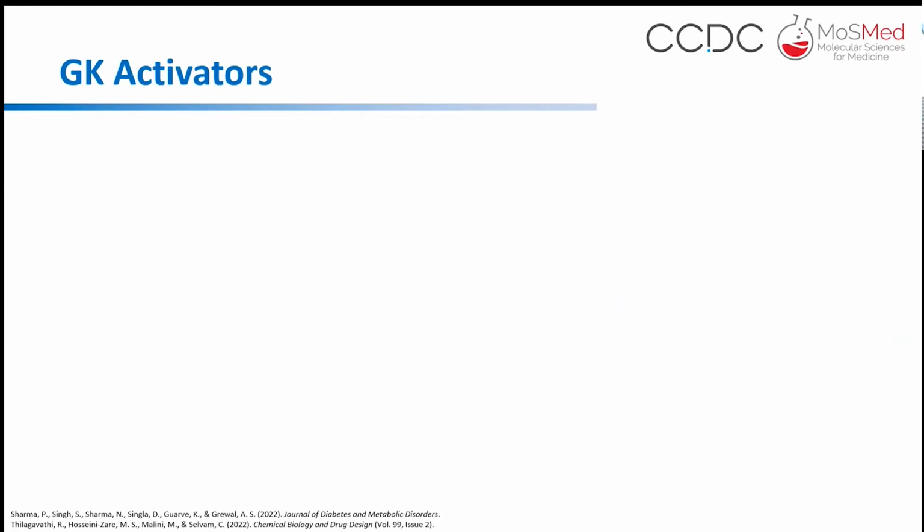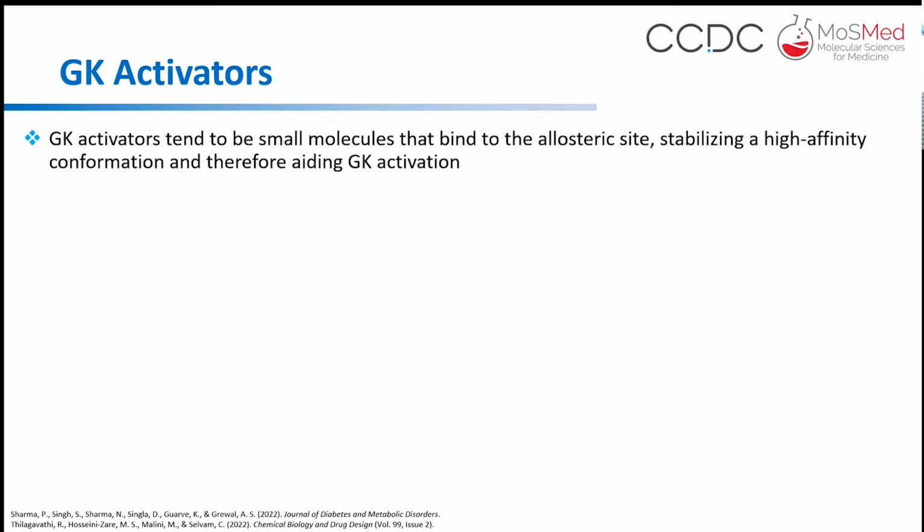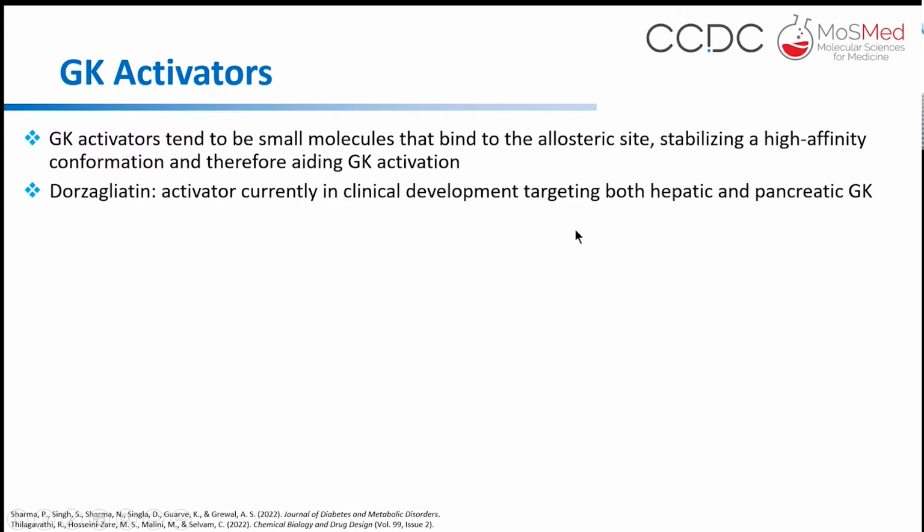Because of this, there's a lot of research into glucokinase activators that could activate the protein. These tend to be small molecules that bind to the allosteric site, stabilizing the high affinity conformation and activating glucokinase. An example of an activator is dorzagliatin, which is currently in clinical development, and it targets both the hepatic and pancreatic glucokinase, which is very important because we want to target both. There are different types of activators. Some only target the hepatic glucokinase, but targeting both is preferential.